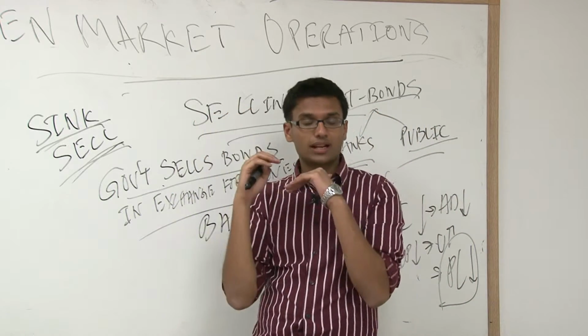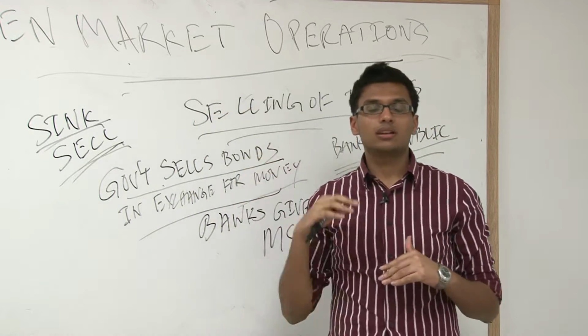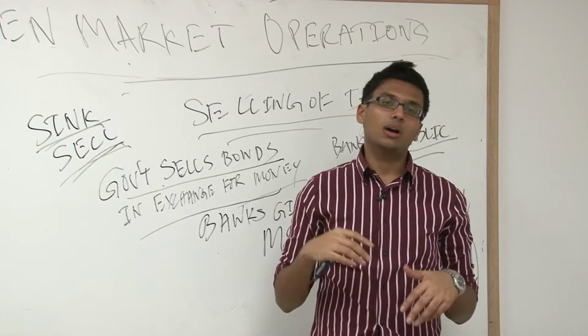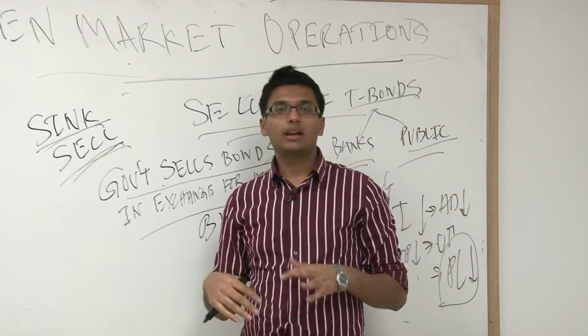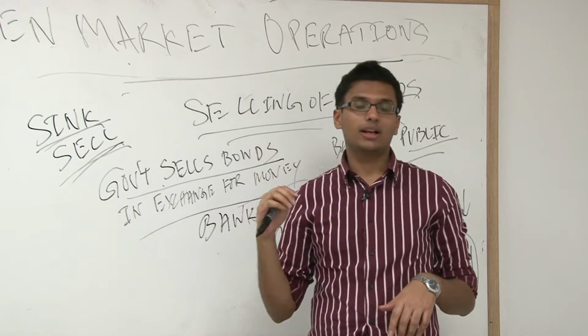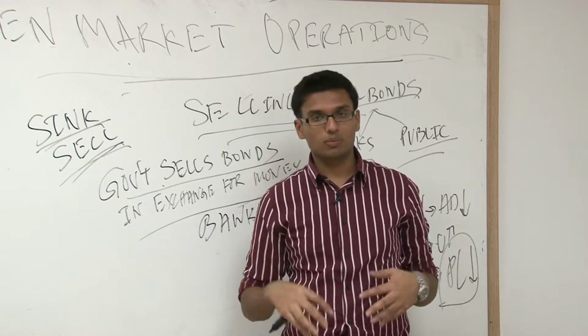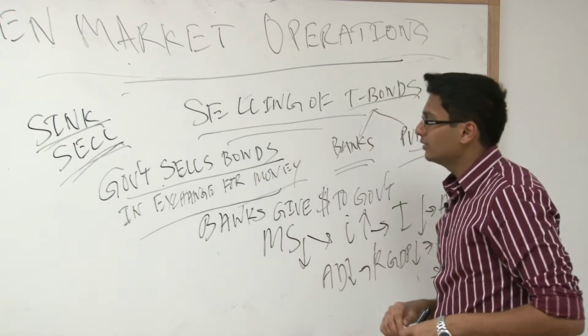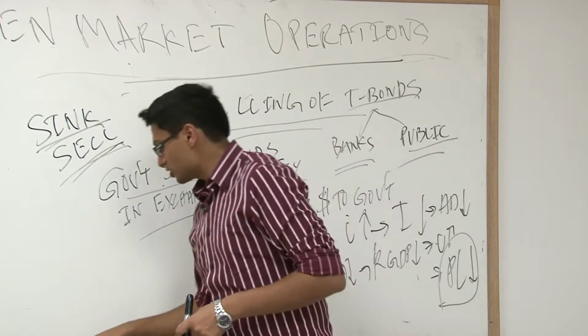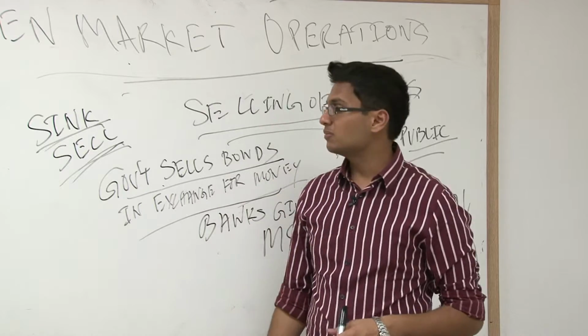Money supply contracts, interest rates go up. Interest rates go up, investment comes down. Investment comes down, your AD goes down, RGDP goes down, eventually your price level comes down. Okay? So this is open market operations. Can be pretty confusing if you ask me.